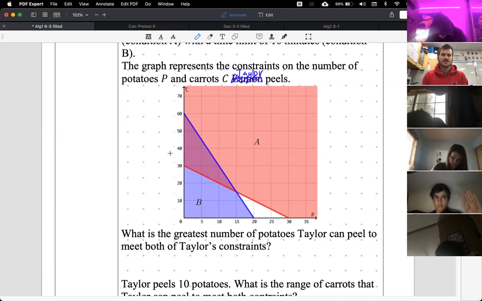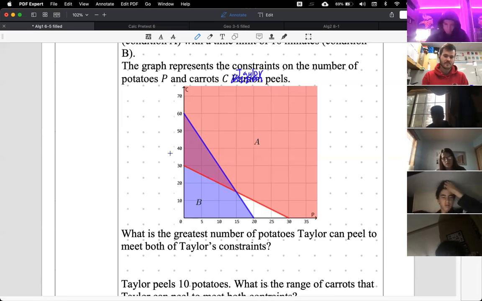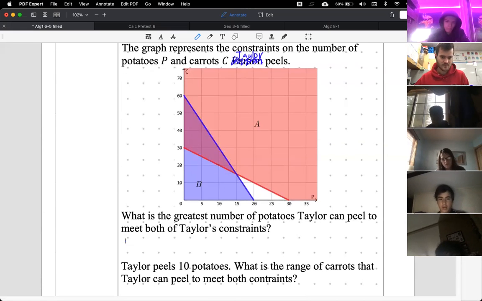I see Giorgio has an answer. Anyone else have an answer? Go for it, Giorgio. Could 15 work? 15 is the answer. Yeah, how'd you get that? Because the line is solid, which means it's equal to, so you can put it basically on the lines, and the lines are intersecting, so you can just put them right there.